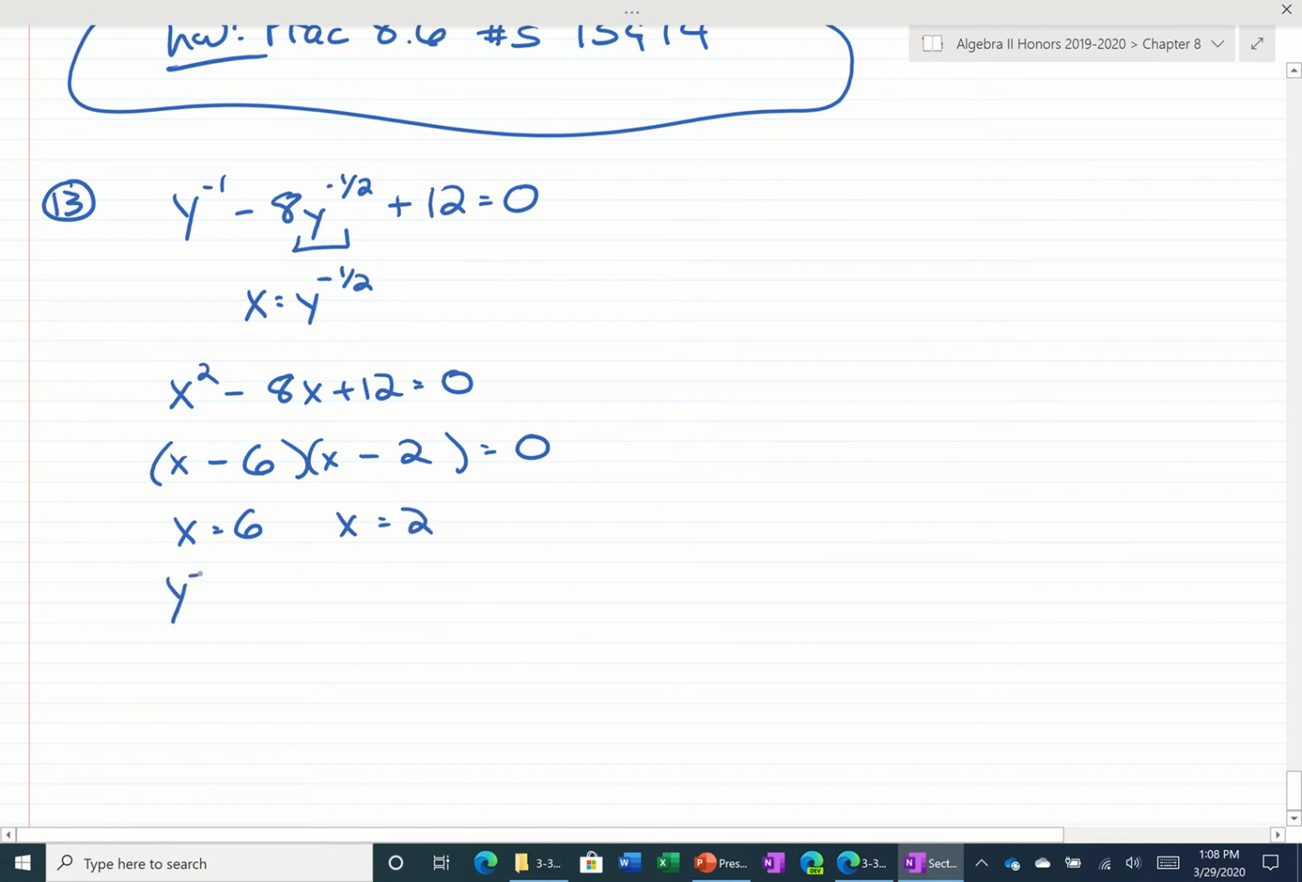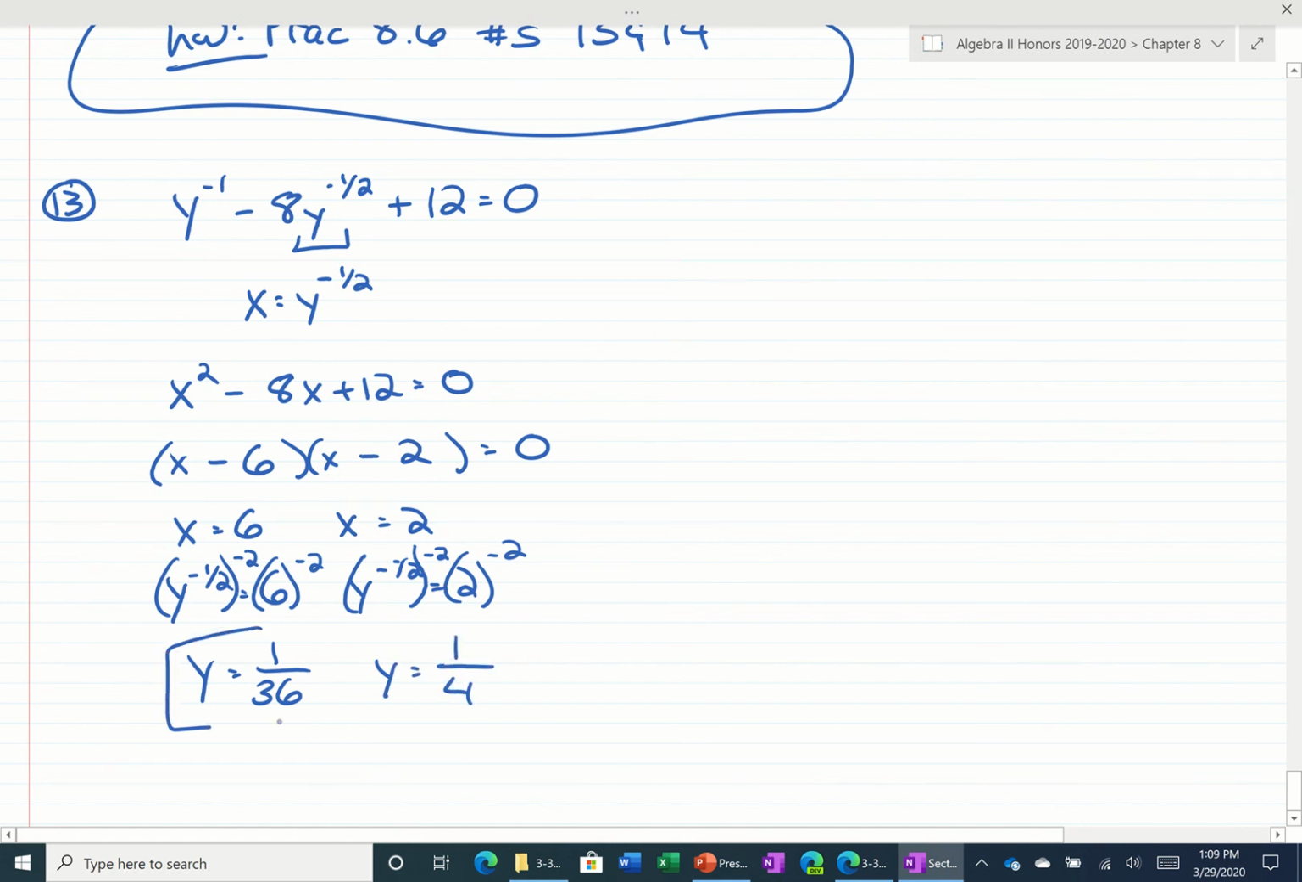And if we substitute y to the negative 1/2 back in, and if we raise both sides to the negative second power, we would get y is equal to 1 over 6 to the second, and y is equal to 1 over 2 to the second. Those would be our answers for number 13.